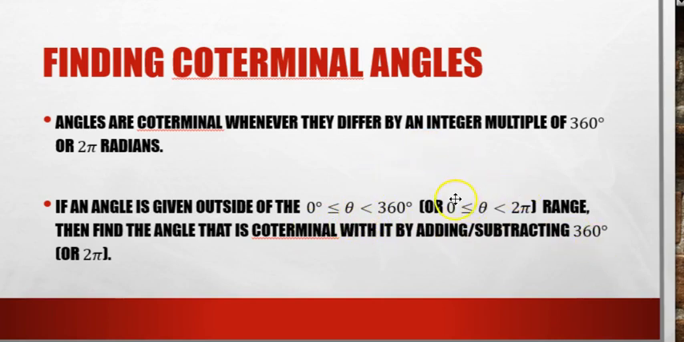Or if you're in radian measurements, if your angle is bigger than 2 pi or less than 0, then you would add or subtract 2 pi until you find an angle that is coterminal with the one you were given, but is between 0 and 2 pi. So let's look at an example of this process.